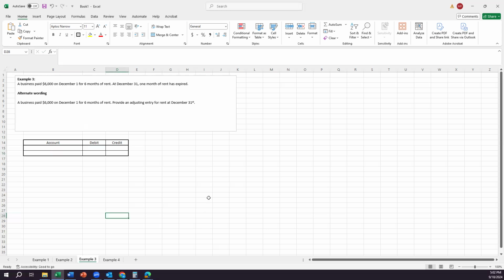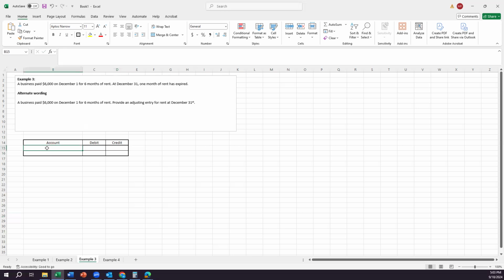Two more examples, and hopefully this is helpful to you. Here it is. A business paid $6,000 on December 1st for 6 months of rent. At December 31st, 1 month of rent has expired. The word expired often throws people off because they're like, what does that mean? It just means that you've used up 1 month's worth of rent. So we have to do an adjusting entry to show that we've used up 1 month's worth of rent.